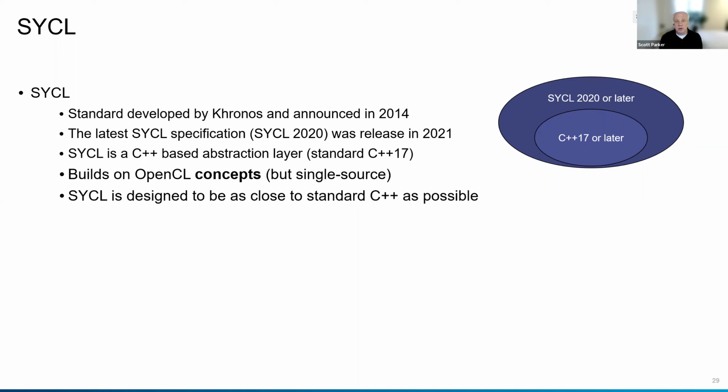SYCL is a C++ based abstraction layer that sits on top of standard C++17. It's made by the same organization that developed OpenCL, Khronos. They built on what they learned from OpenCL to construct this more C++ oriented programming model. One of the main features is that it allows for single source code development, so your CPU and GPU code can reside in the same source file. SYCL is very aligned with C++ and sticks as close as possible to the C++ standard.